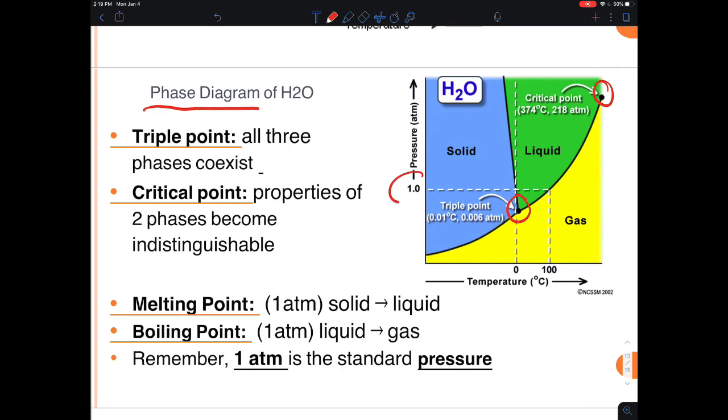And then to find the melting point, you want to find the standard pressure. Remember, 1 atmosphere is our standard pressure. We're going to follow that line to see where a solid becomes a liquid. So at this point, it turns out to be 0 Celsius for water. If we want to find the boiling point, again, you follow that same line and you see where a liquid becomes a gas. And so here it would be 100 degrees Celsius. Okay, so make sure you're looking at 1 atmosphere if you want to find the melting point and the boiling point.